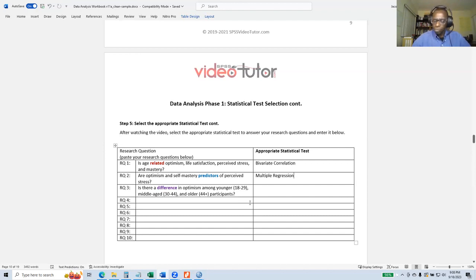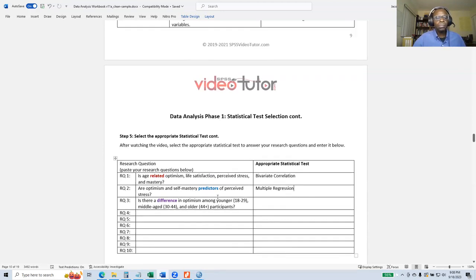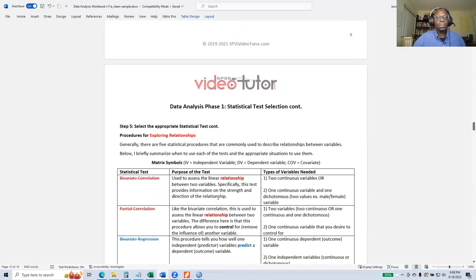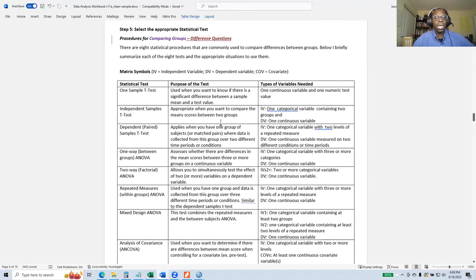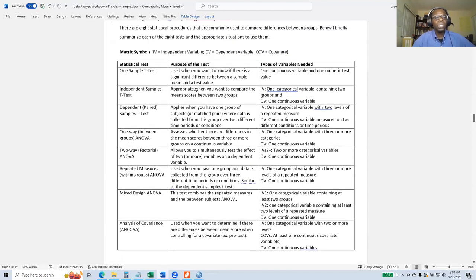All right. Then they got the last research question. Is there a difference in optimism among younger, middle-aged, and older participants? So now we go to the differences page where we're looking at tests that deal with differences.